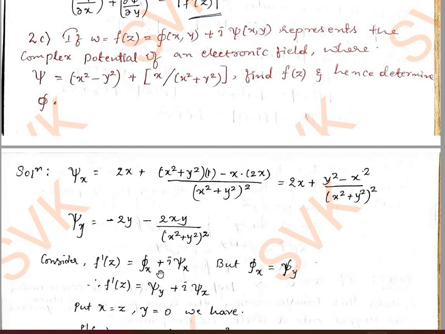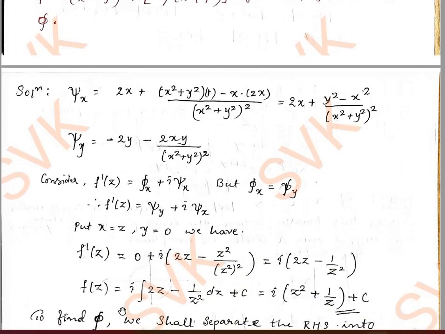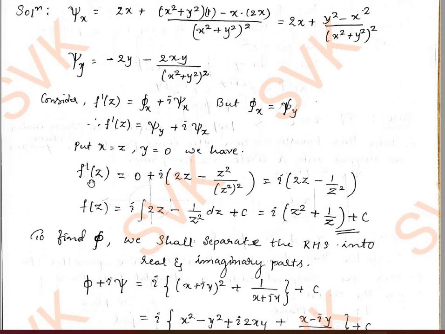Consider f dash of z as phi x plus i psi x, but according to the CR equation, phi x is equal to psi y. So substituting that, f dash of z is equal to psi y plus i psi x. Put x equal to z and y equal to 0 simultaneously. So we get f dash of z as this expression by substituting x equal to z and y equal to 0. Correspondingly, I am substituting that value, which is equal to i times (2z minus 1 over z square). So integrating on both sides, f of z is equal to i times (z square plus 1 by z) plus c.